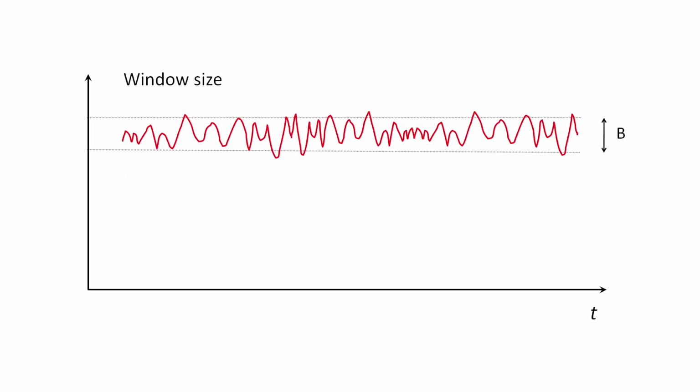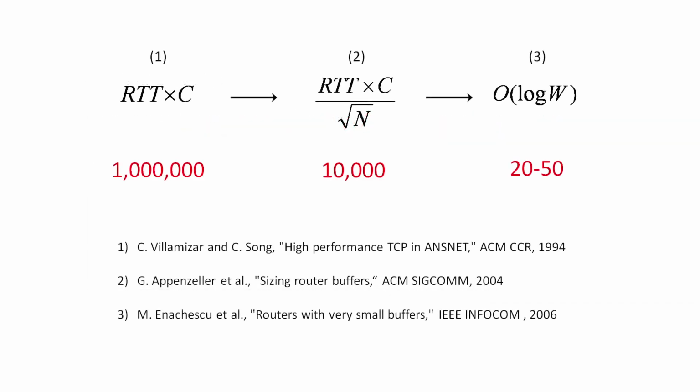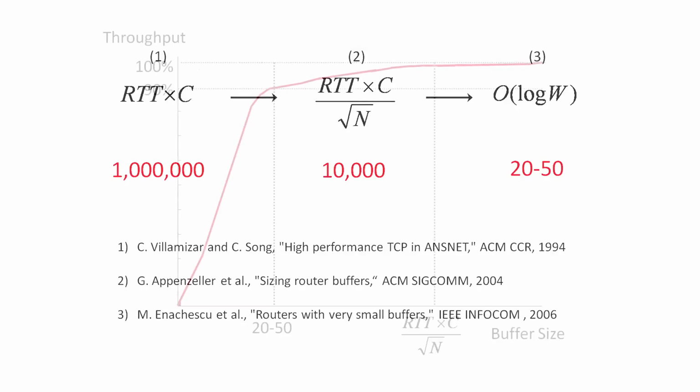But the buffer size could be reduced much further in fast backbone networks that interconnect many slow access networks. Here, traffic becomes even smoother as packets of individual flows are spaced out when they are multiplexed onto fast backbone links. Our analysis shows that in this case, we can achieve high utilization with a tiny buffer size that is independent of the link bandwidth and delay, and is about 20 to 50 packets.